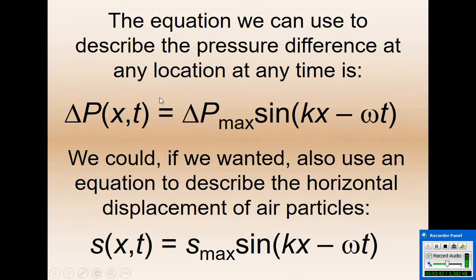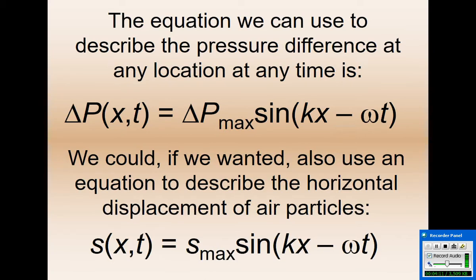Because the behavior is sinusoidal, I can use a sine function to represent the wave behavior as it depends upon both location x and time t. The amplitude of the pressure deviation is delta P max, and my expression for pressure deviation as a function of x and t is delta P max times the sine of kx minus omega t.